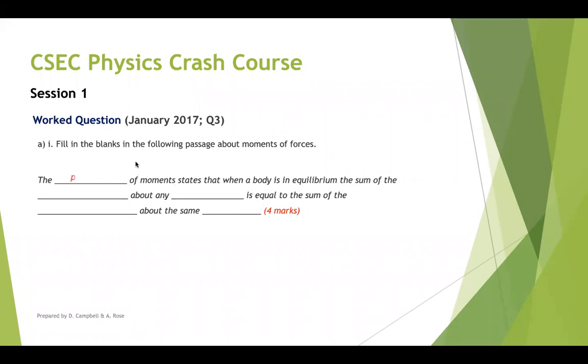So this first one here is principle. So it's the principle of moments states that when a body is in equilibrium, the sum of the clockwise moments about any point, or if you have a pivot, that's fine, is equal to the sum of the anti-clockwise moments about the same point. Of course, if you had anti-clockwise first and clockwise after, it would be the same thing. All right. So it's just a statement of the principle of moments, which you should know.